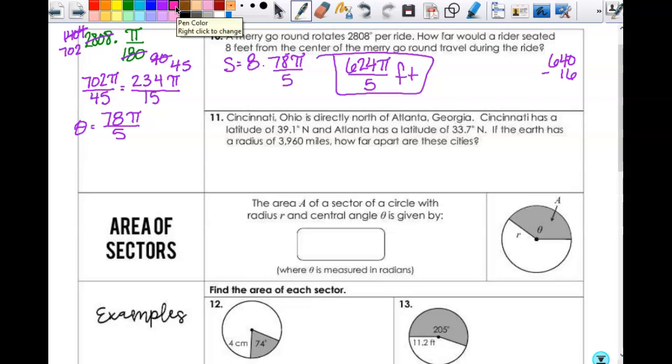All right, so let's look at 11. Cincinnati, Ohio is directly north of Atlanta, Georgia. Cincinnati has a latitude of 39.1 degrees north, and Atlanta has a latitude of 33.7 degrees north. If the Earth has a radius of 3,960 miles, how far apart are these cities? Okay, so if we think about looking at this as a slice of the globe, right? And here is Cincinnati, and here is Atlanta, because that's directly north, right? Then we've got these two latitudes. I need to know the angle between the two cities, right? So how do I figure out the angle between the two cities?